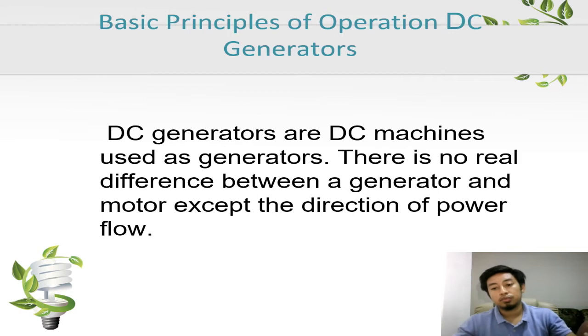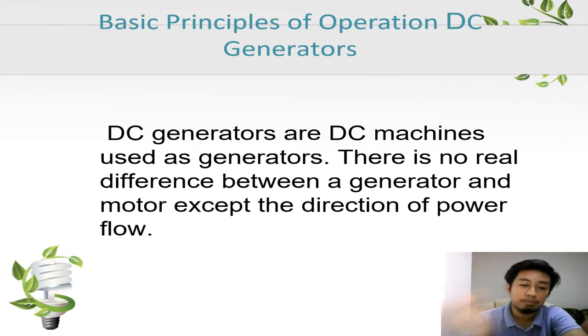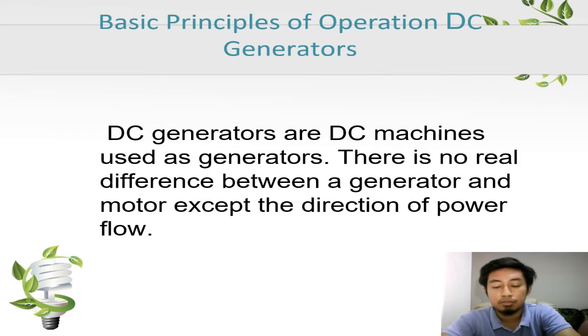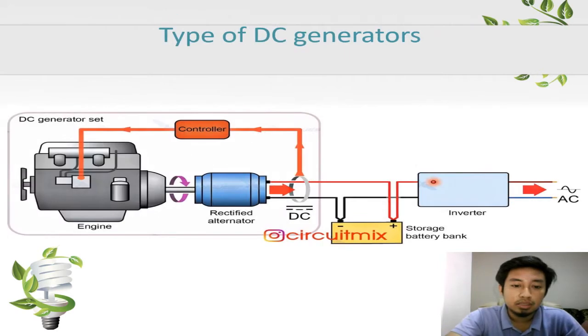You just swap between the DC generator and the DC motor, and the operation just changes between the mechanical output and the electrical output. This is the diagram of the generator set. They have a controller, a rectifier, and an alternator. So the output is DC.